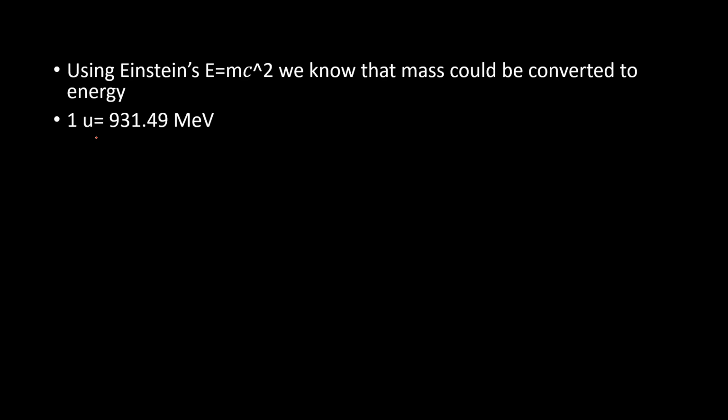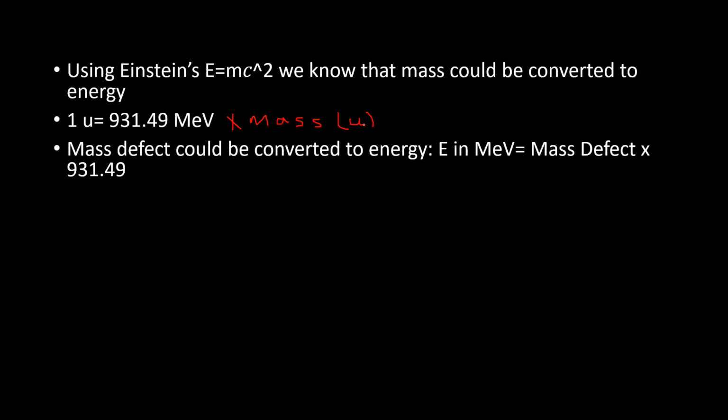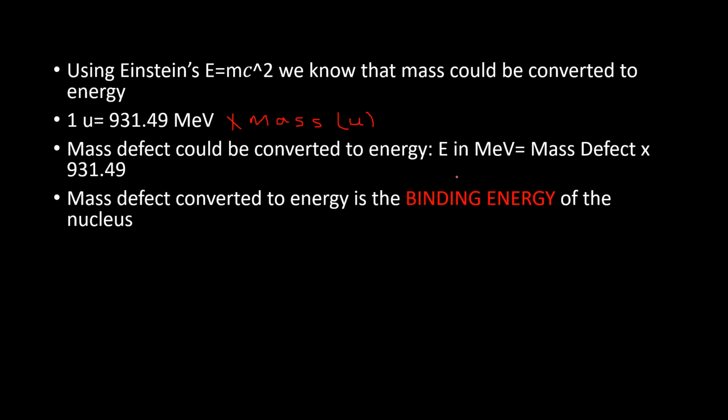So, if you want to find the amount of energy a mass in atomic mass units would make, you just multiply the mass by 931.49 times the mass in u, and you'll get the energy in mega electron volts. So you could convert the mass defect into energy by multiplying it by 931.49, and you'll get energy in mega electron volts. So mass defect could be converted into energy called the binding energy of the nucleus.